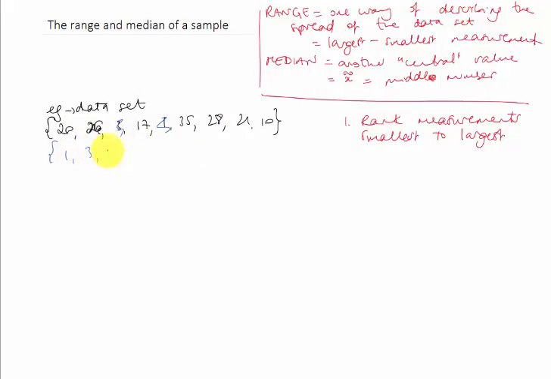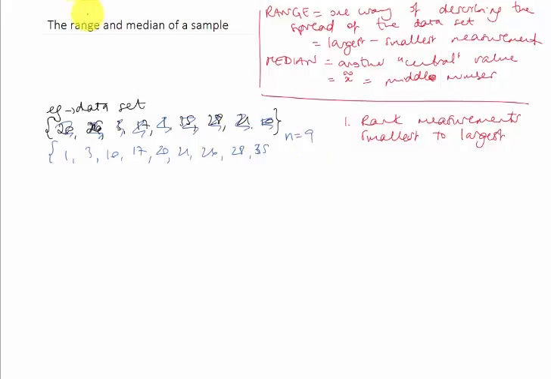3, the next one is 10, 17, 20, 21, 26, 28, 35. And I can see that I have 9 measurements here, so n equals 9.